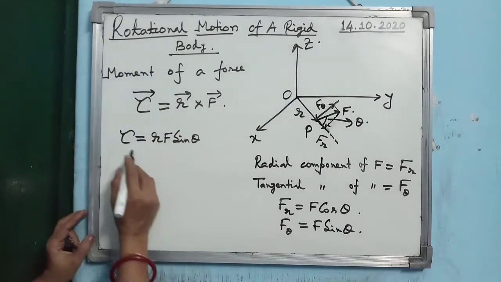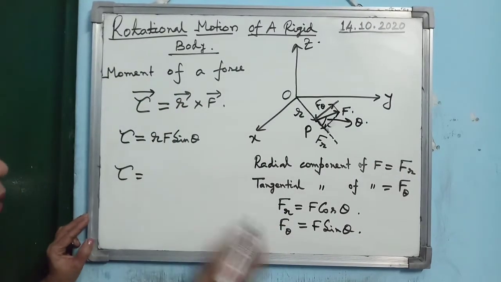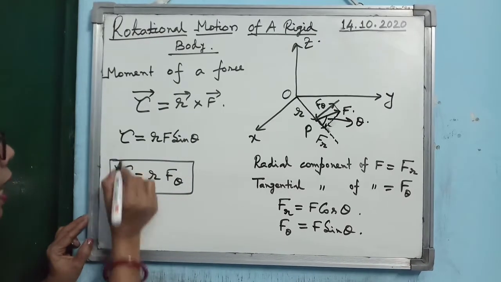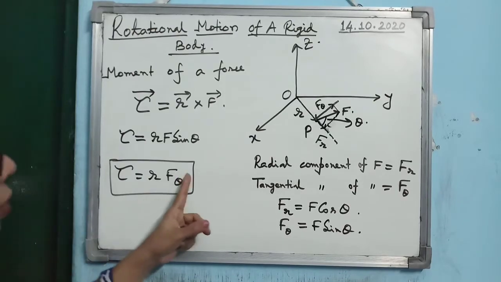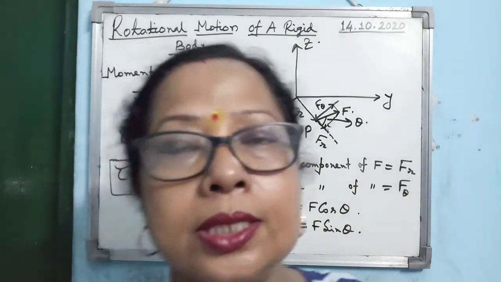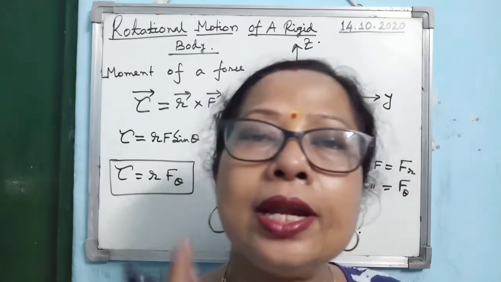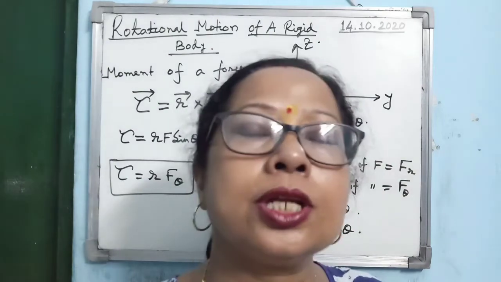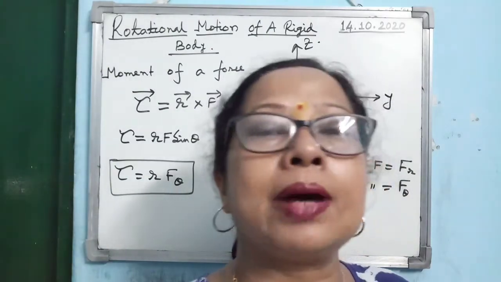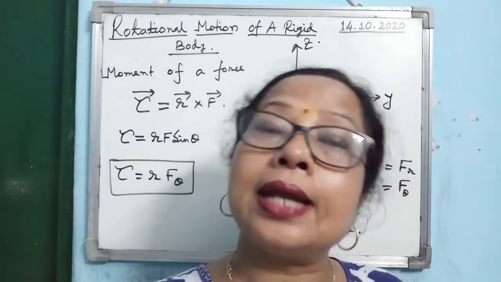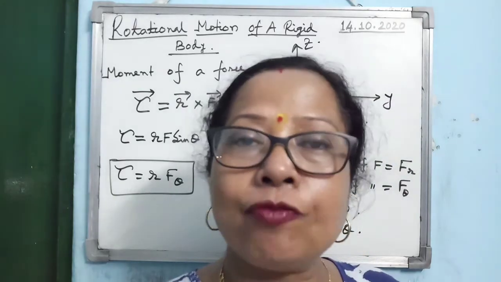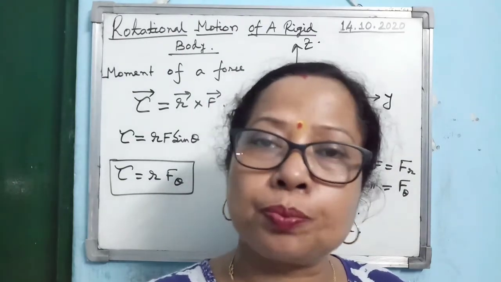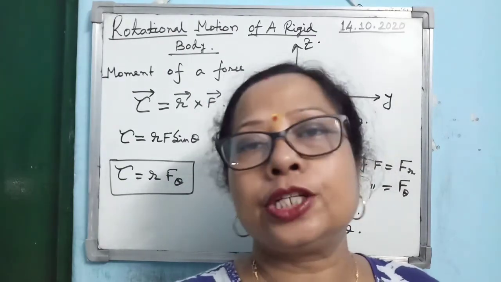So if I apply here that F sin theta is F theta, then torque is given by R into F theta. Very important concept in physics. That means when a force is acting on a body and producing rotational motion, remember that the radial component has no role to play in the rotational motion. Only the tangential component is responsible for the rotational motion.